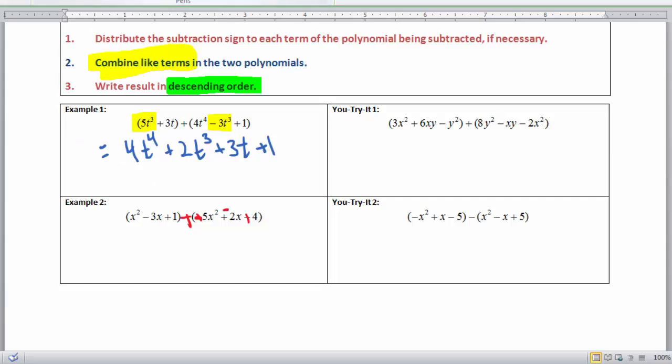So now I would combine the like terms. So in this case, the x squared will combine with the 5x squared, the negative 3x with the negative 2x, and the 1 with the 4. And these are both written in descending order already, so it's going to be easy to keep it in descending order, right? I would just say x squared and 5x squared are going to give me 6x squared. Negative 3x and negative 2x is going to give me negative 5x. And then 1 and 4 is going to give me 5. So 6x squared minus 5x plus 5. Right? So again, essentially, adding and subtracting is just combining like terms, really.